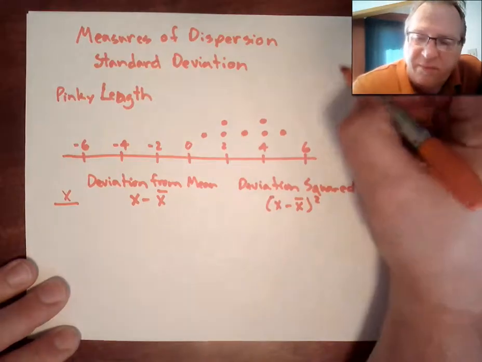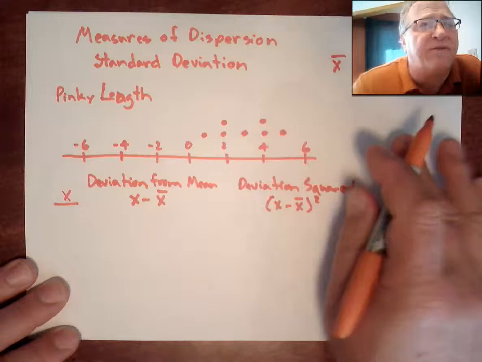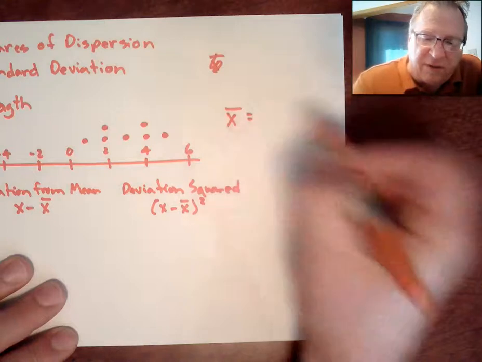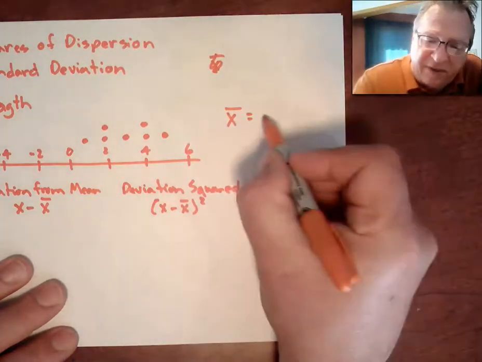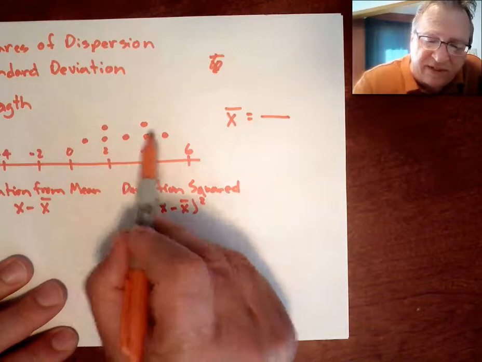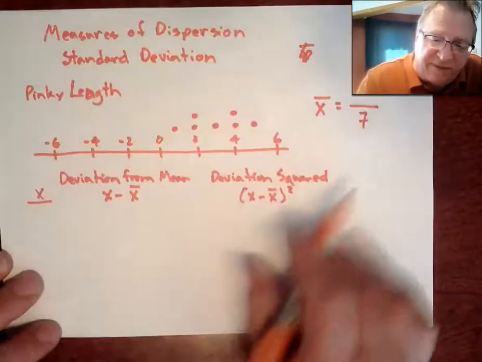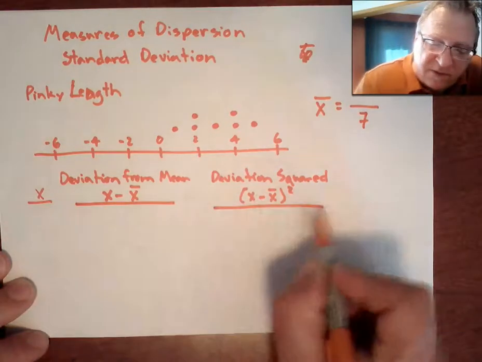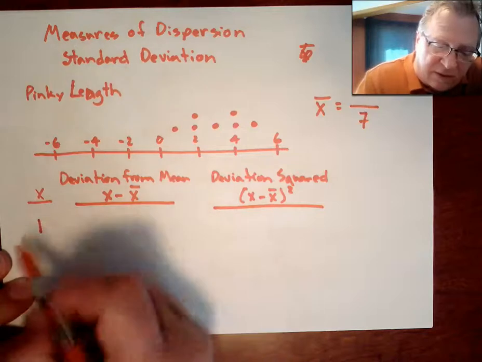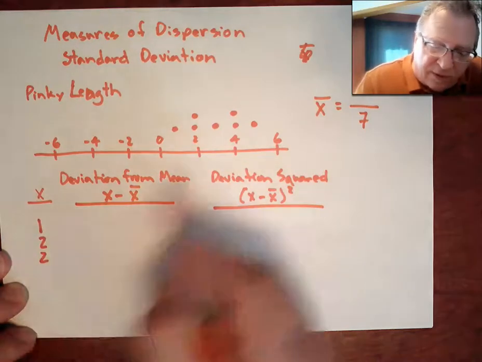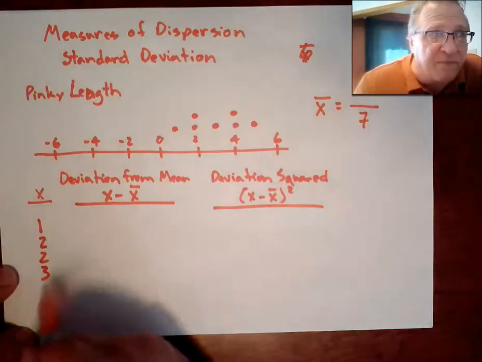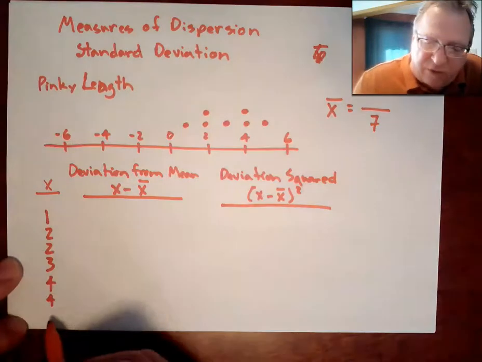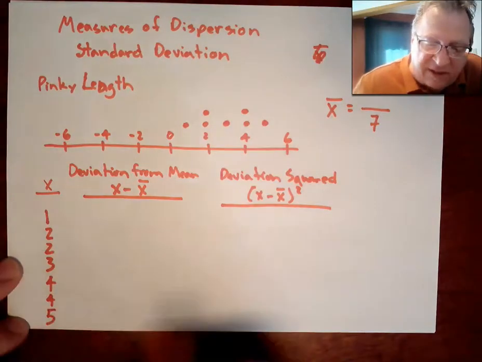Well, first of all, we need a mean. Am I falling off the paper? Sure am. Let's move that down here. X bar. We need to sum up our values and divide by the number of values. How many do we have? 1, 2, 3, 4, 5, 6, 7. Now let's put our values down. We have 1, 2, 2, 3, 4, 4. Oh, shoot. This is not going to be pretty.